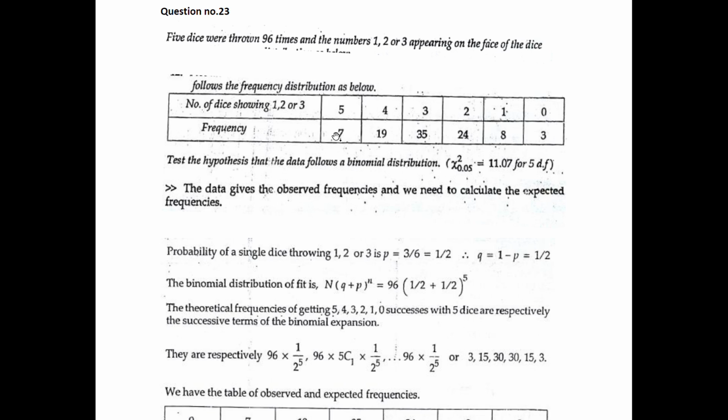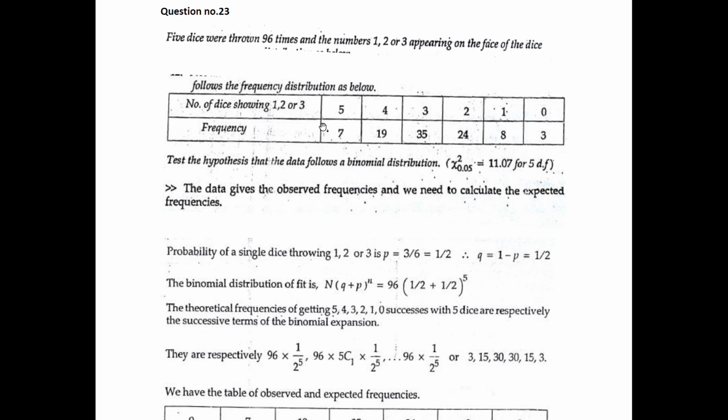5 dice were thrown 96 times, and the numbers 1, 2 or 3 appearing on the face of the dice follow the frequency distribution as follows. So here the frequency distribution is given. The dice was thrown 96 times, and how many times the numbers 1, 2, 3 and 5 appear, all those things are given. So test the hypothesis that the data follows a binomial distribution, given that chi-square value at 0.05 is 11.07 for 5 degrees of freedom. Now the data gives us the observed frequencies.